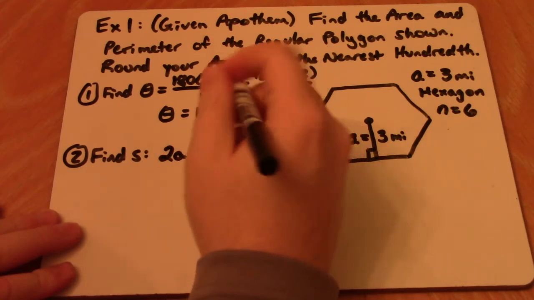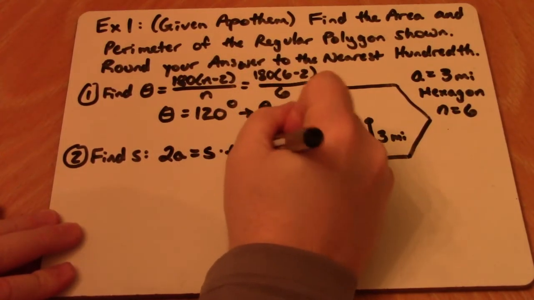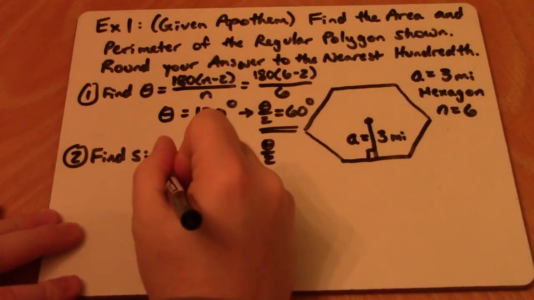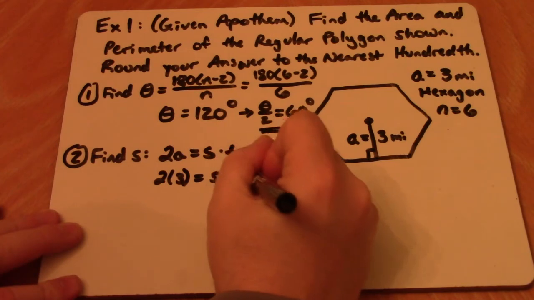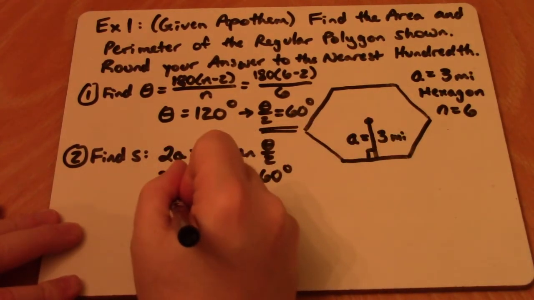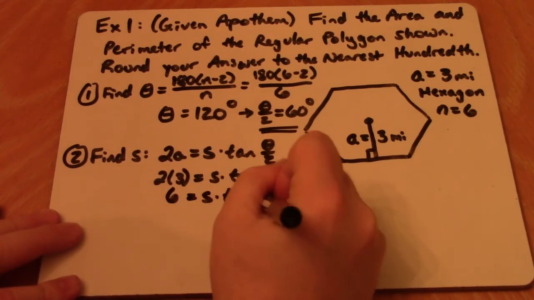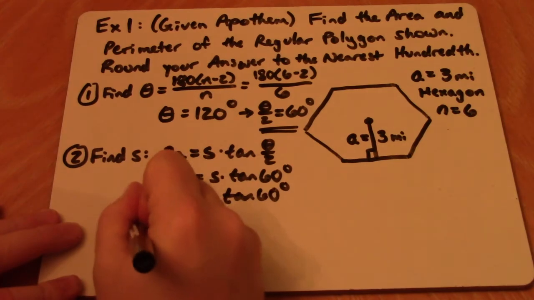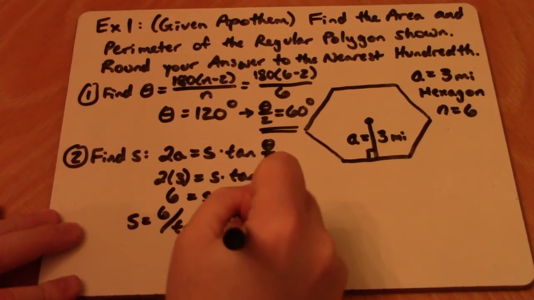2a equals s times the tangent of theta over 2. So in this case, that would be 2 times 3 equals s times the tangent of 60 degrees. That means that 6 is equal to s times the tangent of 60 degrees, or s is 6 divided by the tangent of 60 degrees.